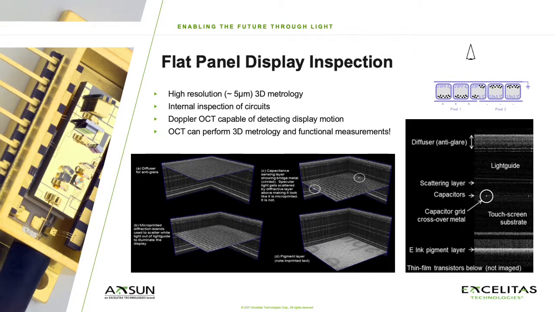Flat panel displays have many thin, transparent, and functionalized layers stacked into a few millimeter thickness, making OCT an ideal tool for inspection. The OCT-based 3D metrology shown here is for an e-ink display, where one can clearly visualize the layer thickness, adhesion, and potentially defects. Interestingly, because OCT is also sensitive to Doppler shifts, it can be used to make functional measurements, like sensing the motion of charged pigment microcapsules as they move between electrodes to change the display contents.